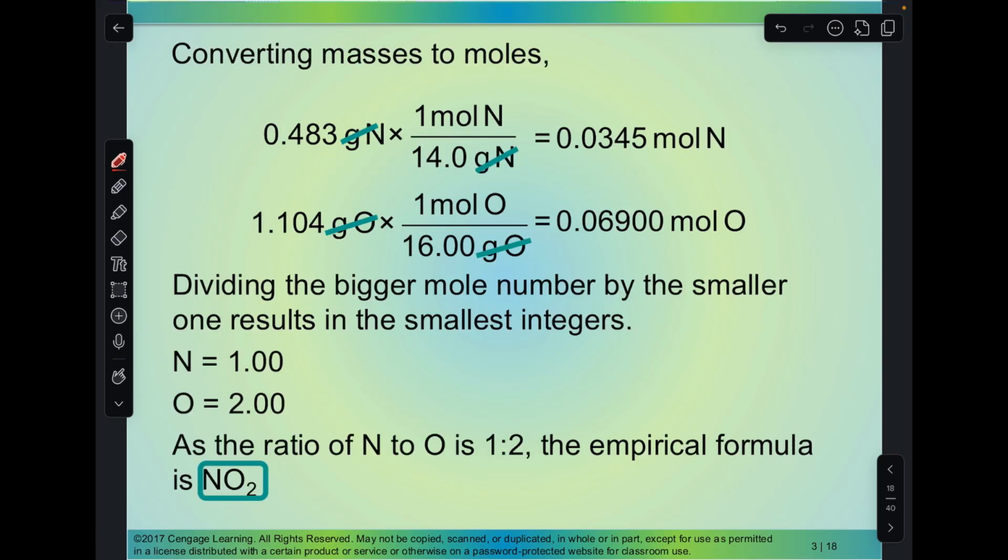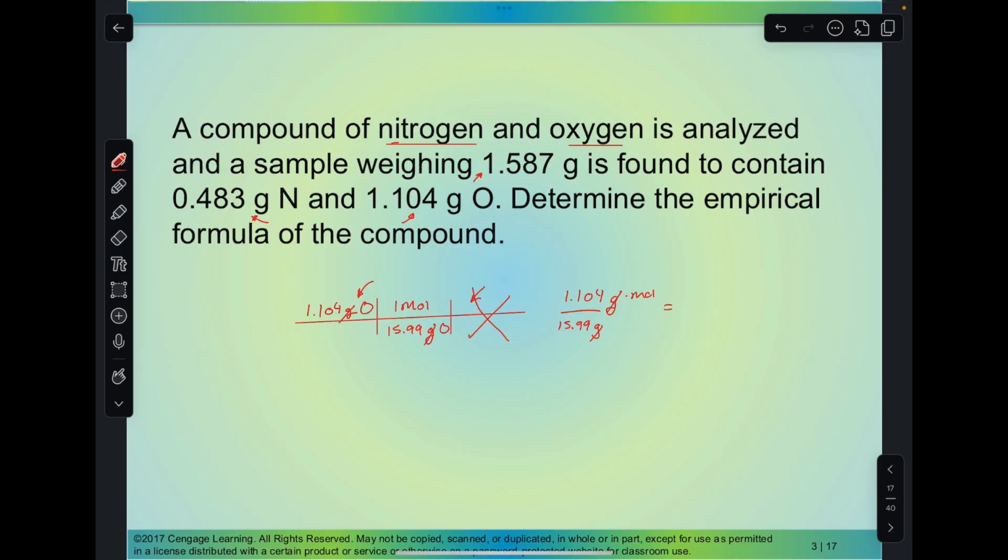And so I'm going to sneak peek over here to see what that number is. We have 0.06900. They use 16.00. 15.99 is more accurate, but 16.00 is acceptable as well. And we end up with 0.00690. Oh, was that too many zeros? Yes, it is. 0.06900.